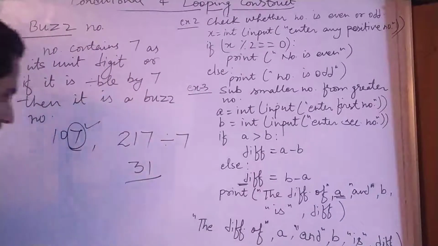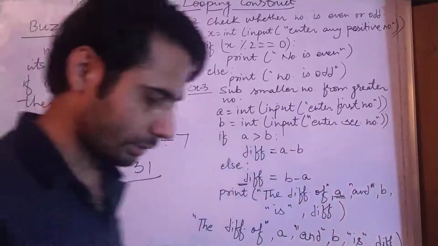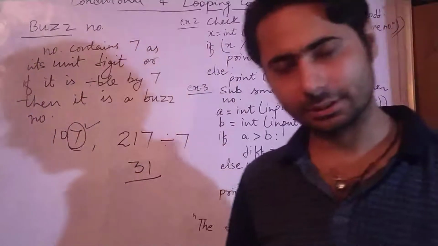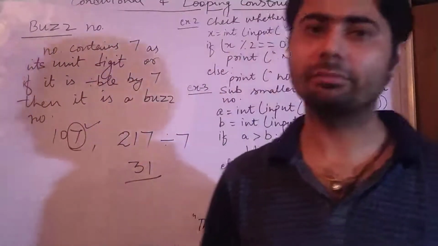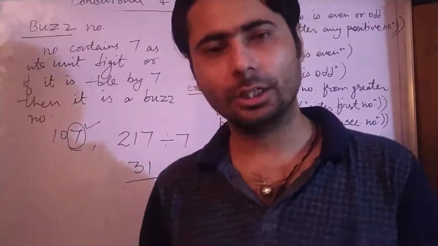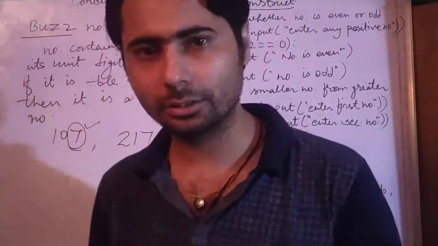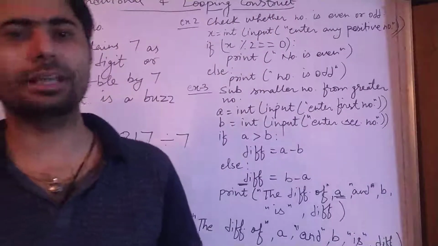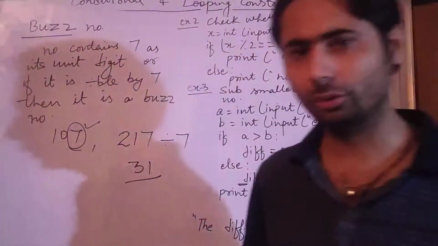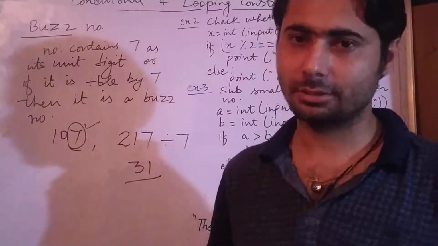Okay, now there is also another program. We have 3 numbers. Now write a program in Python to check which of the following numbers is greatest. It means you have to find out the greatest number from 3 numbers.